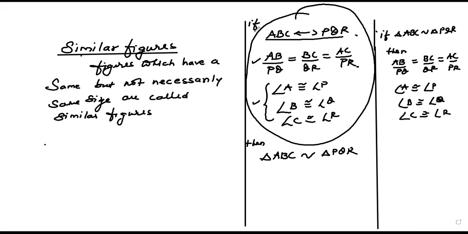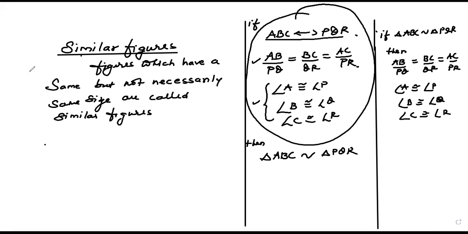Okay, here you see this condition. Ratio of the corresponding sides are equal and corresponding angles are congruent. Then I say the triangles are similar. But here, what is given in the second one? If the triangles are similar, then what should come to your mind? These two properties: the ratio of the corresponding sides are equal and the corresponding angles are congruent. Are you getting me, children?